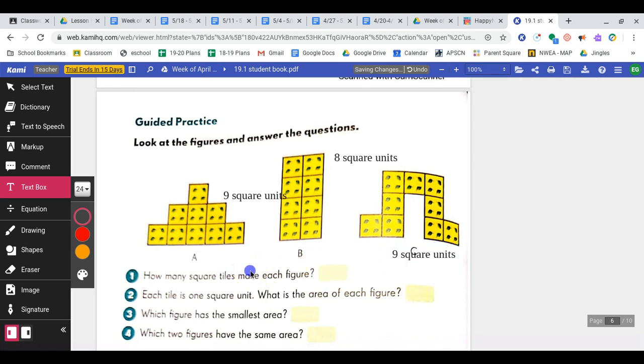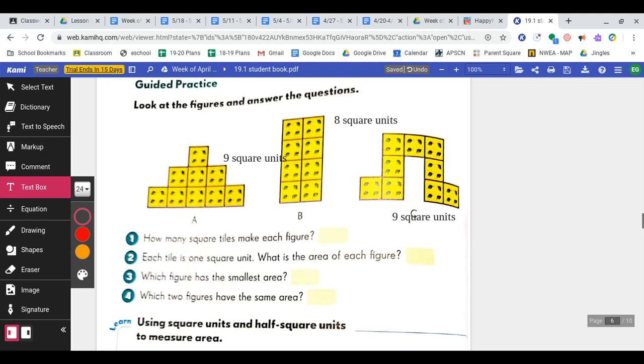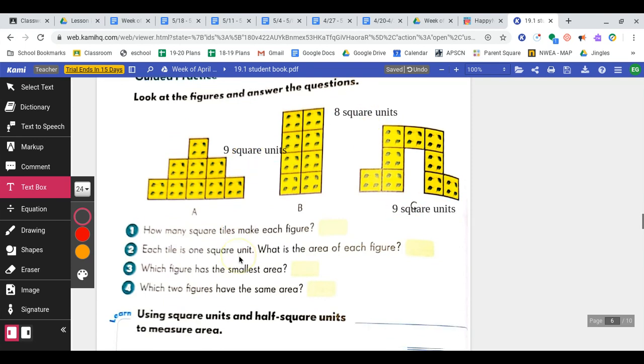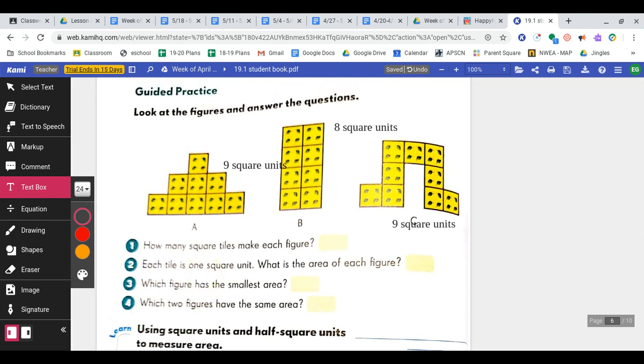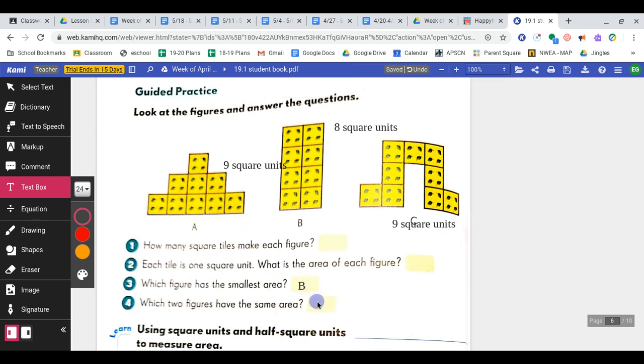Okay, now it says how many square tiles make each figure. We've already figured out that it's 9, 8, and 9. Each tile is 1 square unit. So what is the area of each figure? We would say 9 square units, 8 square units, 9 square units. And which figure has the smallest area or makes up the least amount of surface? Should be B. Which two figures have the same area? Should be A and C. Both have 9 square units.